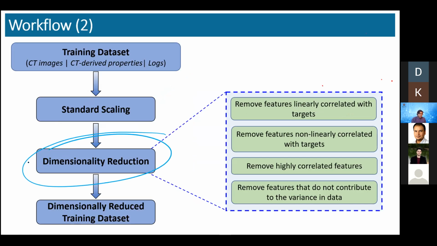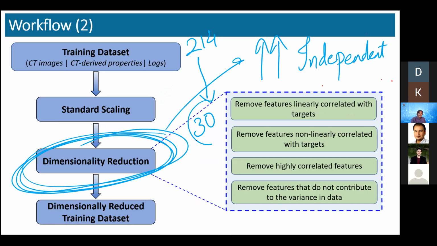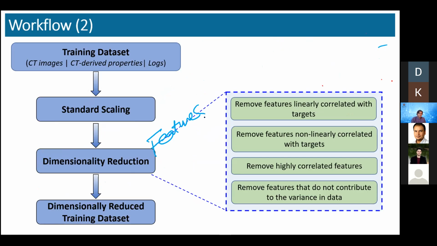The whole goal of the dimensionality reduction that I'm showing you here is to improve the independence of features. I want features to be independent. So when I perform dimensionality reduction, 214 features will be reduced to, let's say, 30 features, and these 30 features will be independent. That's what I mean by dimensionality reduction. Dimensionality reduction is performed on features. Scaling is performed on features. Generally, we don't do anything on the target.